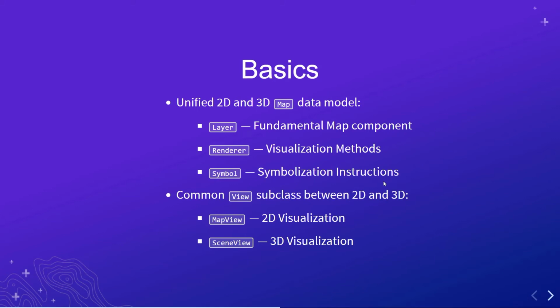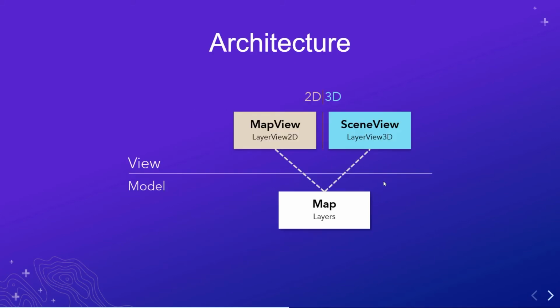They derive the rendering technique and set constraints on visualization methods that are available for a given layer in that particular view. So in general terms, you can think of the 2D map view and the 3D scene view as different manifestations of your shared data model, the map, containing the layers that we would like to work with.